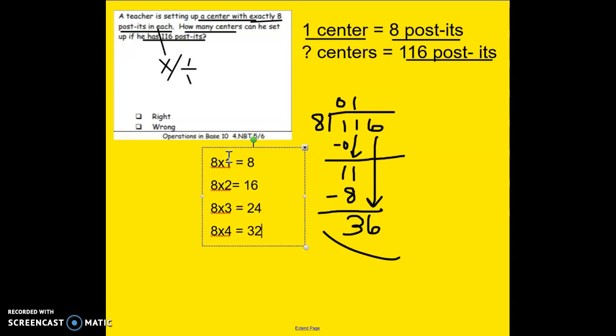Remember, we want to get as close to 36 as we can without going over. So 8 times 5 equals 40. So I know that I'm over. So it's not 8 times 5. So the closest I can get to 36 is 4. Okay, so I'm going to write a 4 here. And 8 times 4 is 32. Let me erase this first, guys. Sorry about that. And then 32.